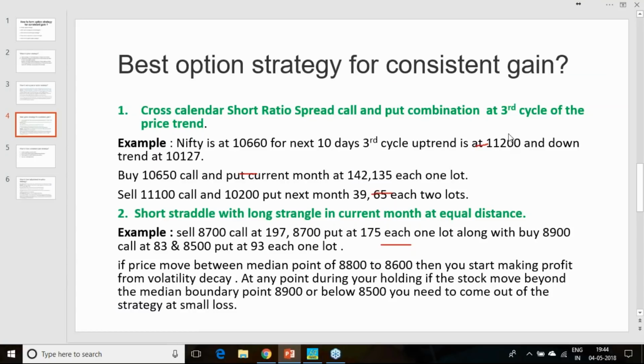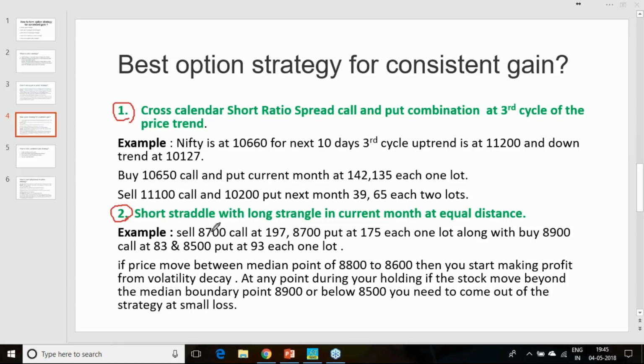So coming to the best option strategy for consistent gain, as I told you, what is a consistent gain strategy? If I initiate this particular strategy, the strategy should give me small gains but consistently, month on month basis, year on year basis. And in options, many combinations you can form. But I have found there are two combinations which give a fantastic return, though sometimes it will be big, sometimes it will be small.